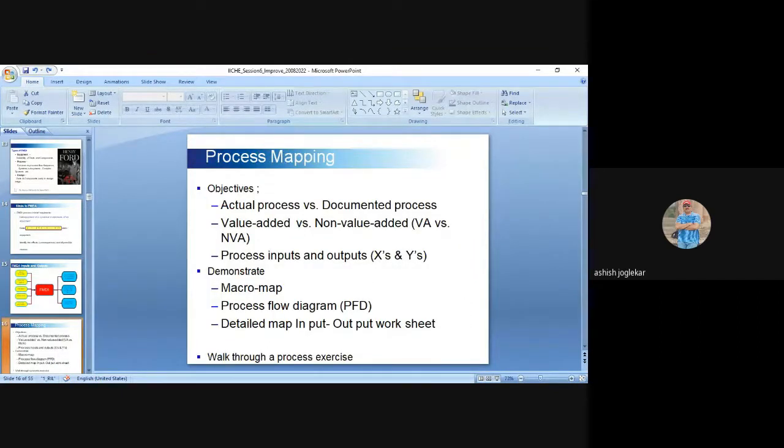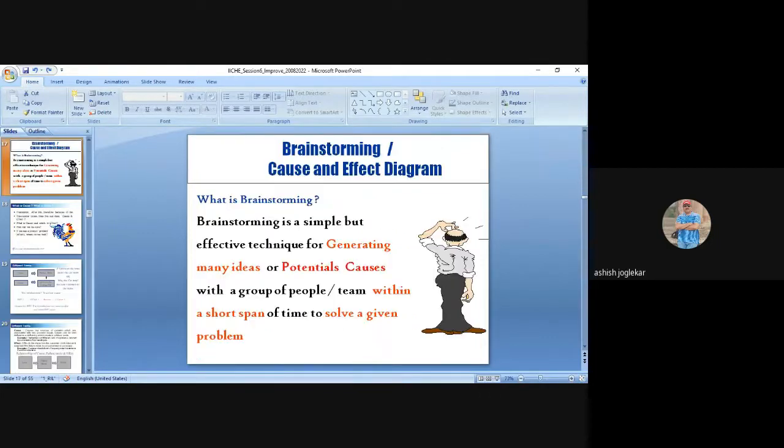In process mapping, we already discussed this because it is a part of FMEA. I am again repeating this. What is the objective of process mapping? Actual process or documented process, value added versus non-value added, inputs versus outputs, macro map, process flow diagram, detail map, and we all discussed. Now, a brainstorming session is used to find out the C&E diagram, cause and effect diagram.